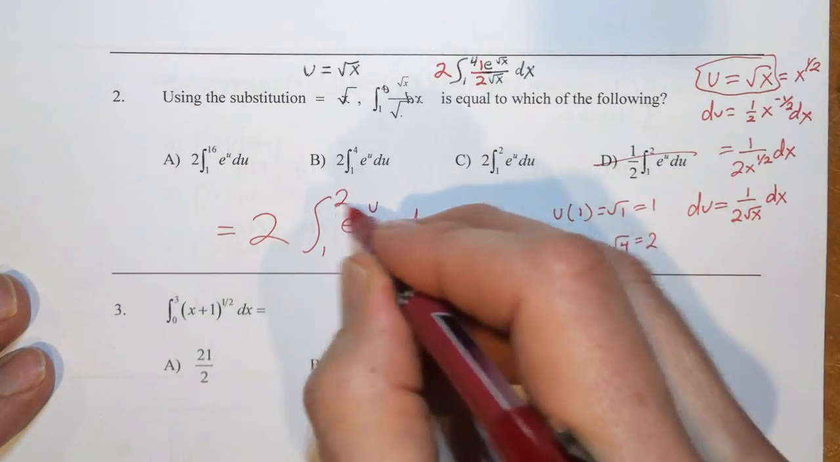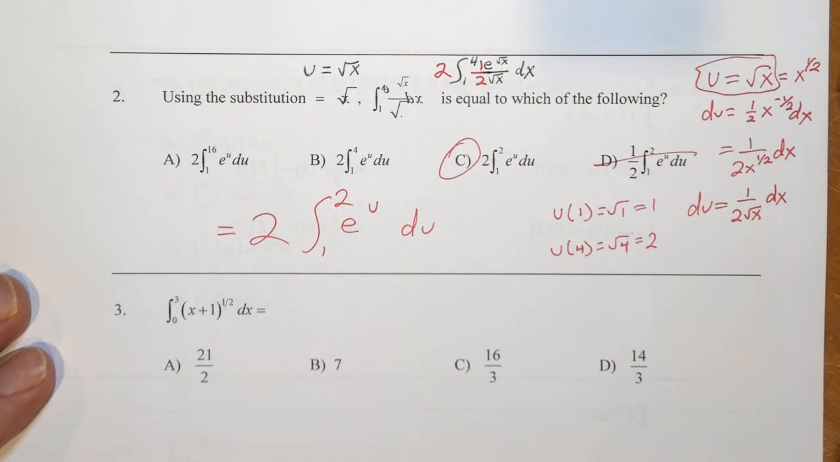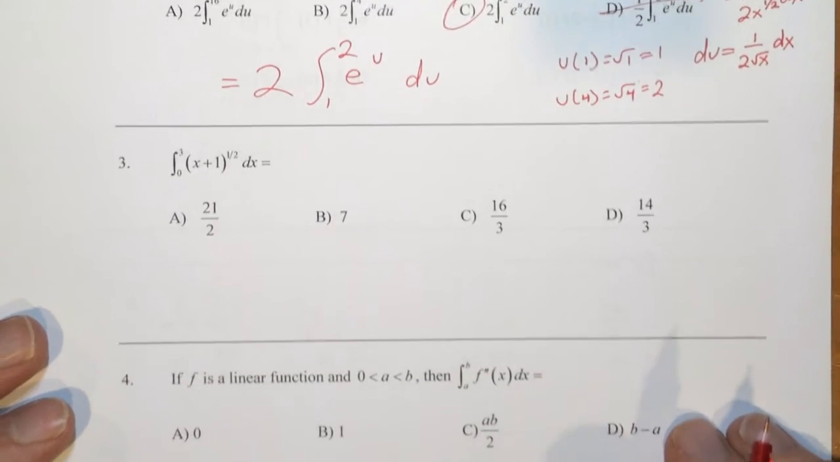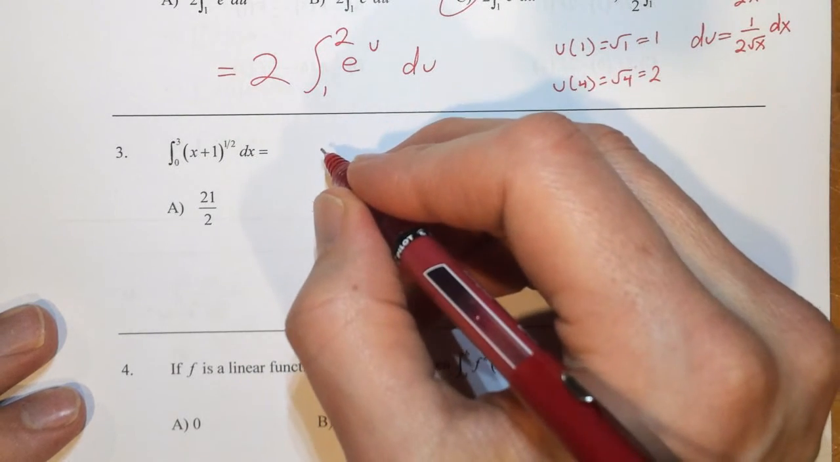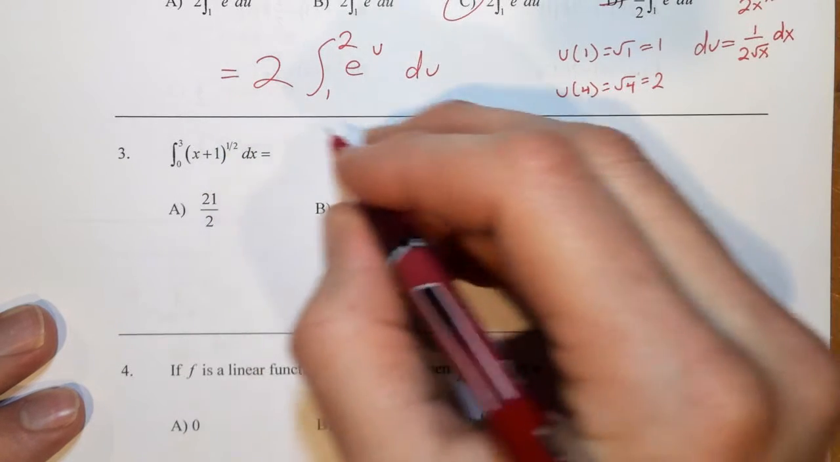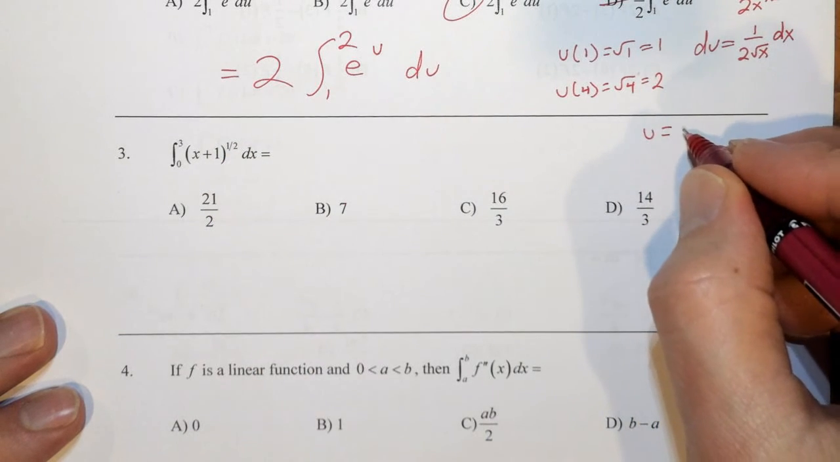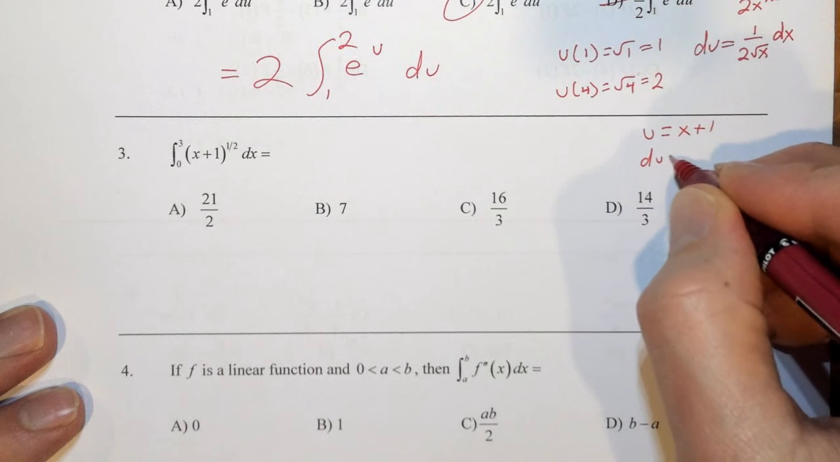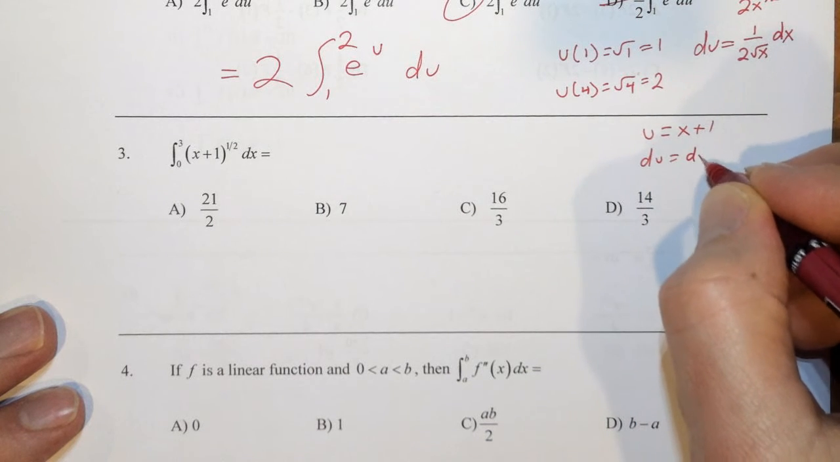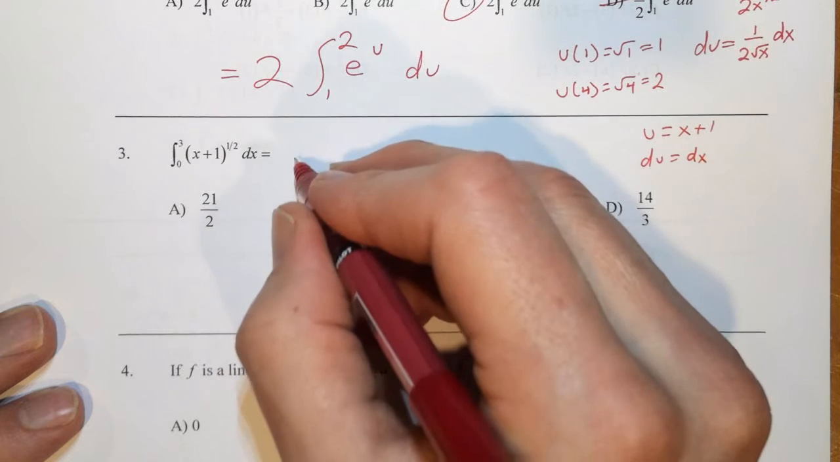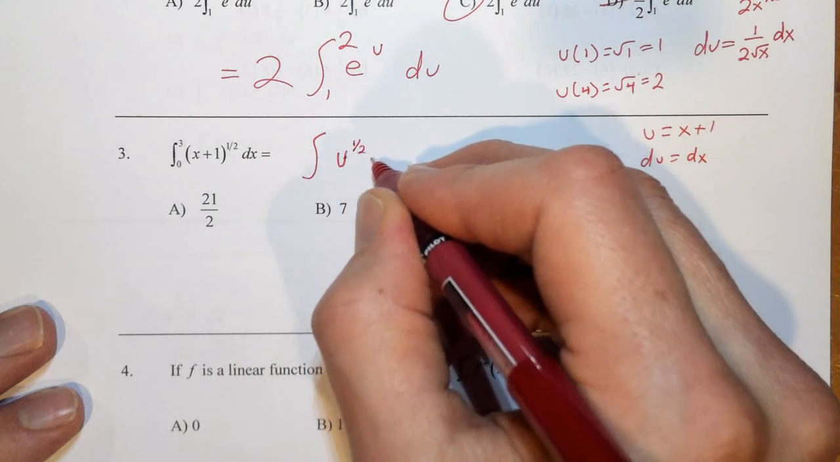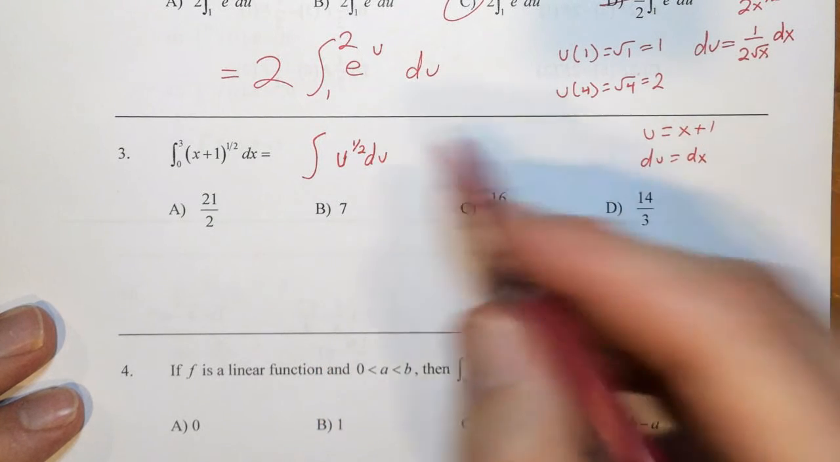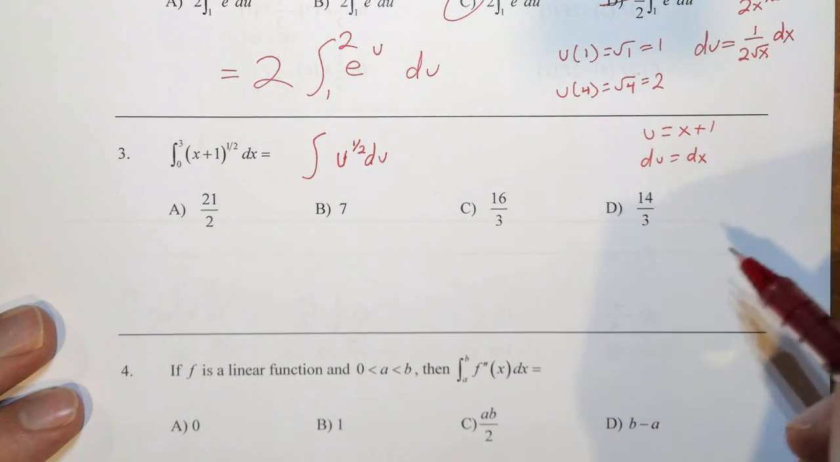So the bounds are 1 and 2, and the answer, once again, is C. All right, with number 3, another fundamental theorem here. This time we have u is equal to x plus 1, and du is equal to just dx. This works out rather nicely for us. So we have the integral, and we're going to have u to the 1/2 du. We don't have any numbers on the inside or outside because du and dx are one and the same.